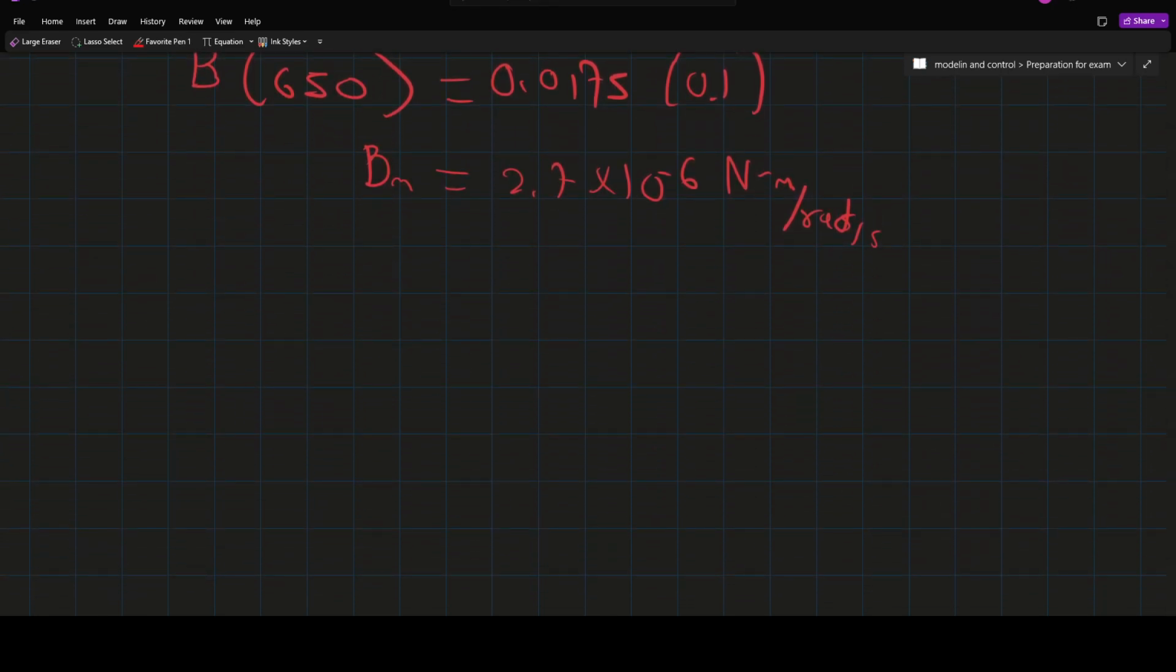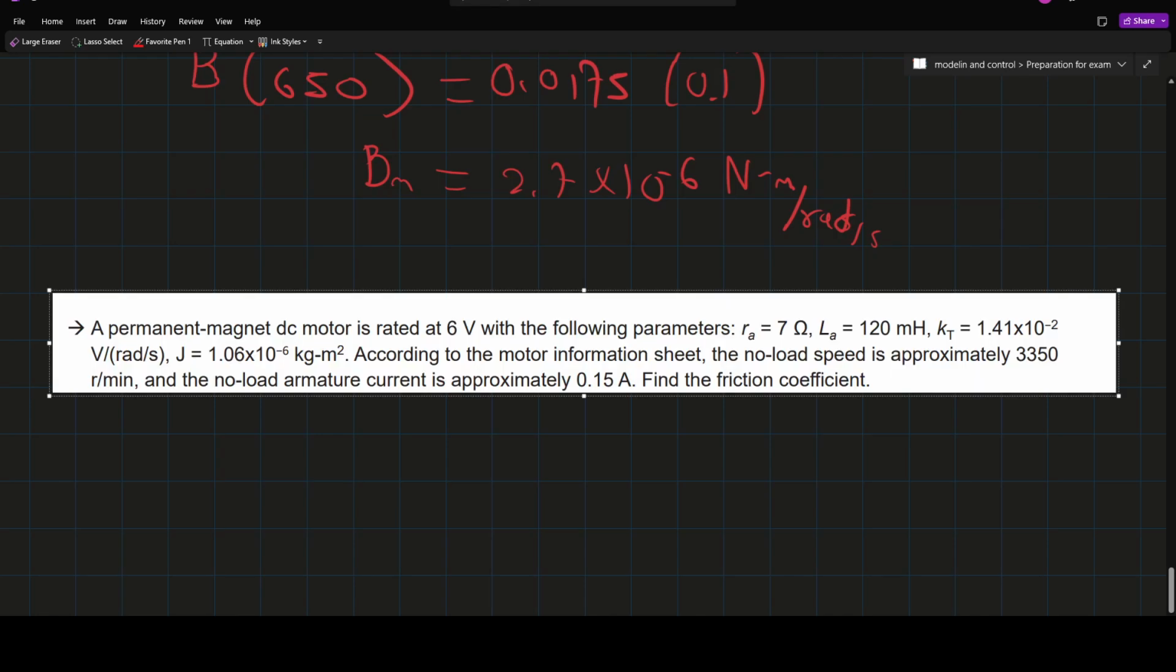Now for this exercise, they are asking us for the friction coefficient again. Well, let's see what they're giving us now. They're giving us the moment of inertia, and they're giving us our KT. KT is, we know, our torque constant.